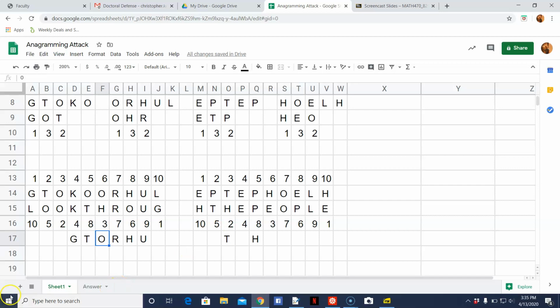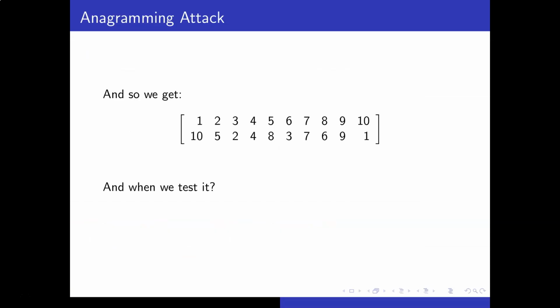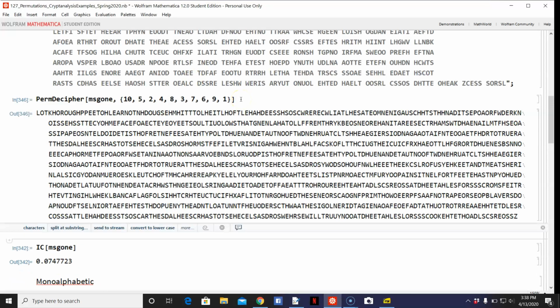So let's test it. Okay, so this is what we've gotten. This was the permutation that we just used. All right, and so when we test it, okay, so I made a mistake and showed you the wrong thing. So if I show you the right thing, if we put this in for the deciphering command, we get this, which isn't right. So what's wrong?